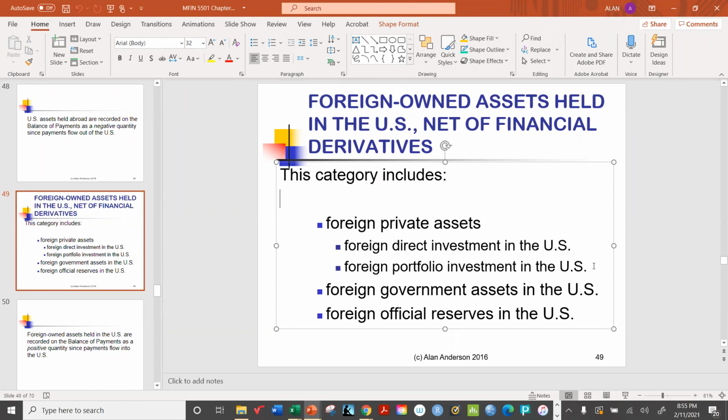Portfolio investment means that foreigners are buying American stocks and bonds or possibly keeping their money in American banks. And of course, foreign governments own US assets as well. In fact, a lot of foreign governments own a lot of US Treasury bonds and bills because we owe so much money to these countries. And of course, foreign central banks also hold reserves like gold and foreign currencies.